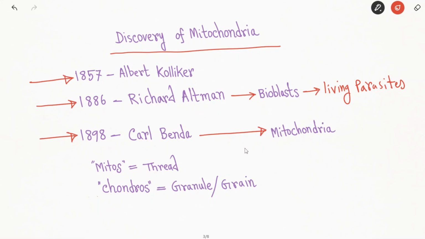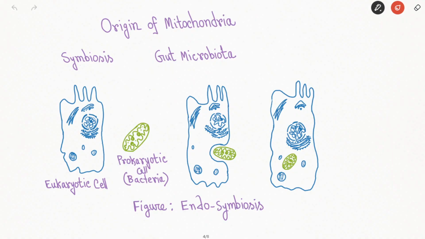The word mitochondria came from two Greek words. One is mitos and another one is chondros. The word mitos means thread and chondros means granule or grain. Now let's learn about the origin of mitochondria.